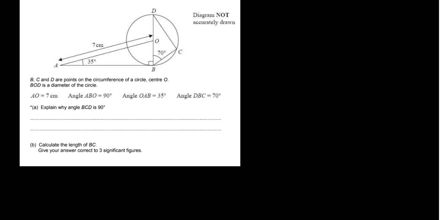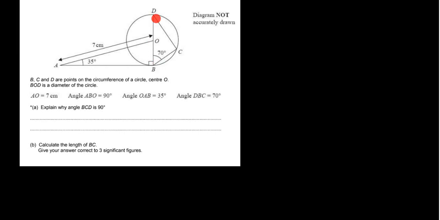Let's get started. It says B, C, and D are points on the circumference of a circle with center O. BOD is the diameter of the circle. Right. Then they give us some information. AO is 7 centimeters, angle ABO is 90 degrees, angle OAB is 35 degrees, and angle DBC is 70 degrees. Again, first thing, have a conversation with the diagram. What information has been given? BOD, diameter. That means OB is a radius, OD is a radius.